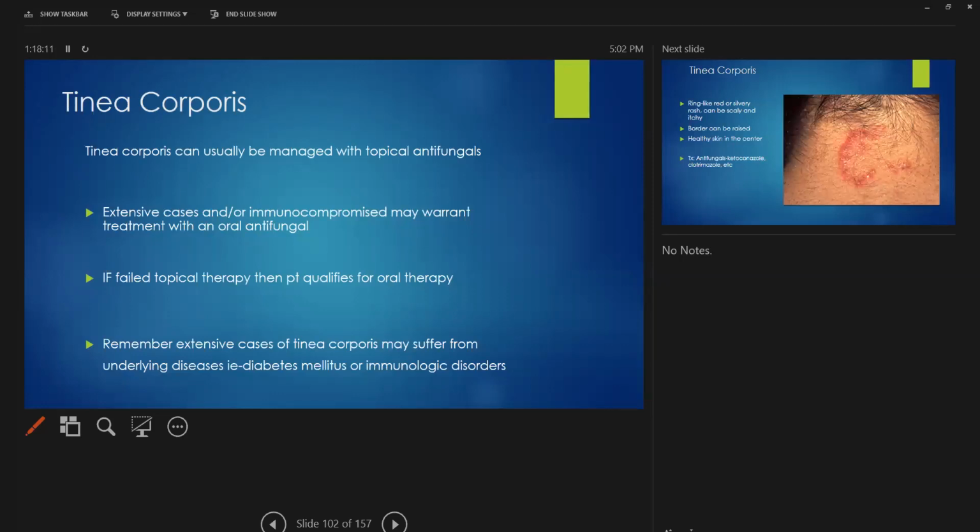Tinea corporis, so that's just a tinea infection of your body. If it's extensive or the person is severely immunocompromised, they may need to use an oral antifungal. If they fail topical antifungals, then you can also put them on orals. Remember that extensive cases of tinea corporis may suffer from underlying disease. So if they're really bad, you might want to start thinking of some underlying pathology that may be present, like diabetes or an immune condition.